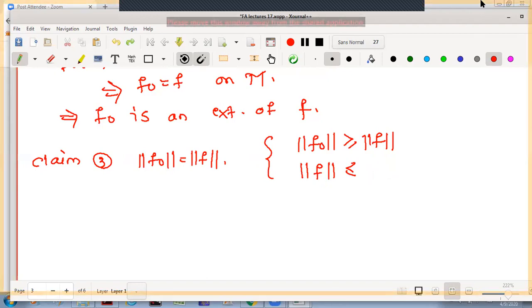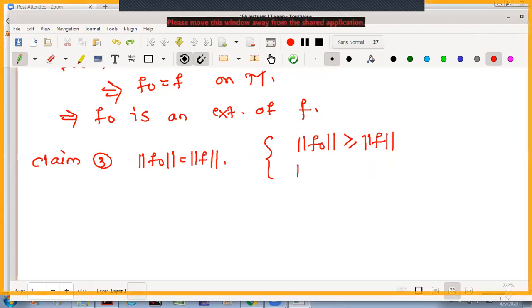Wait for a minute, I'll just rewrite that inequality. First, we will prove norm f naught is greater or equal to norm f, and secondly, we will prove norm f naught is less or equal to norm f. Okay. Now, first we'll go for the first inequality to prove. Therefore, consider norm of f naught.